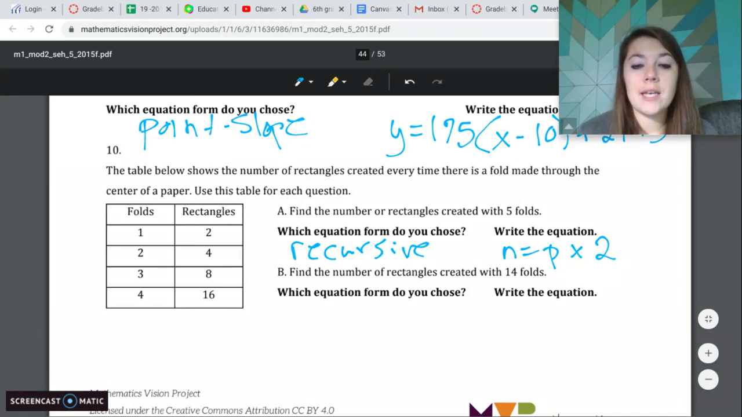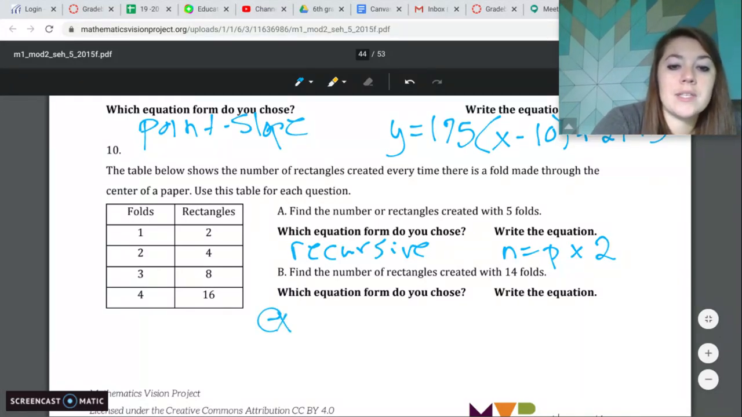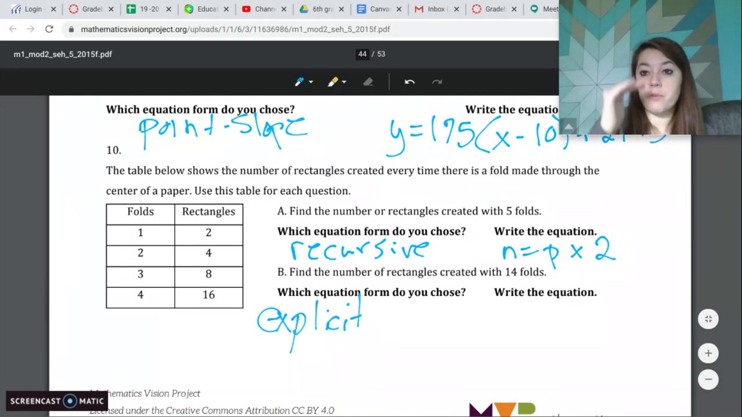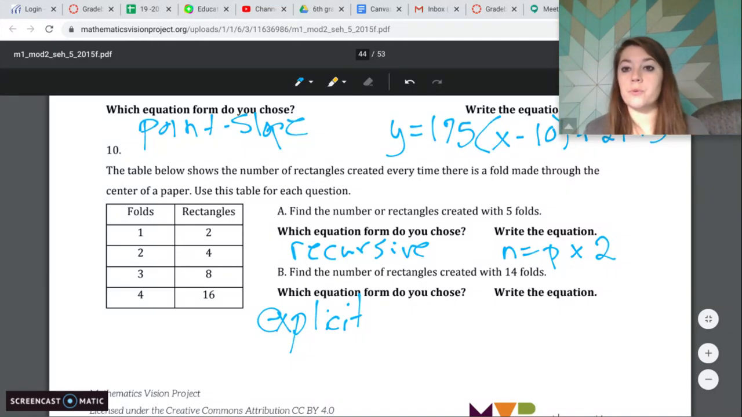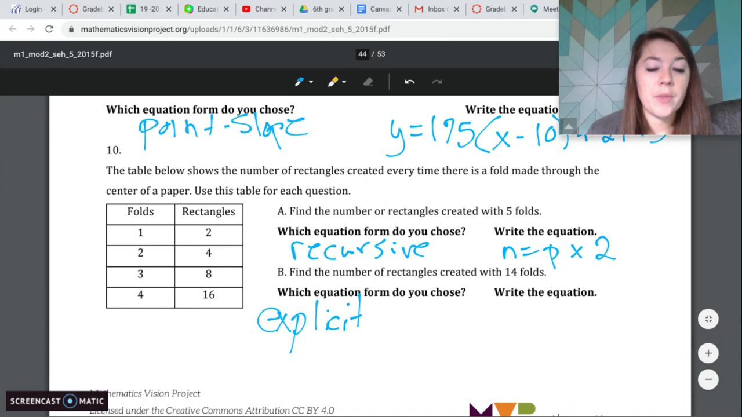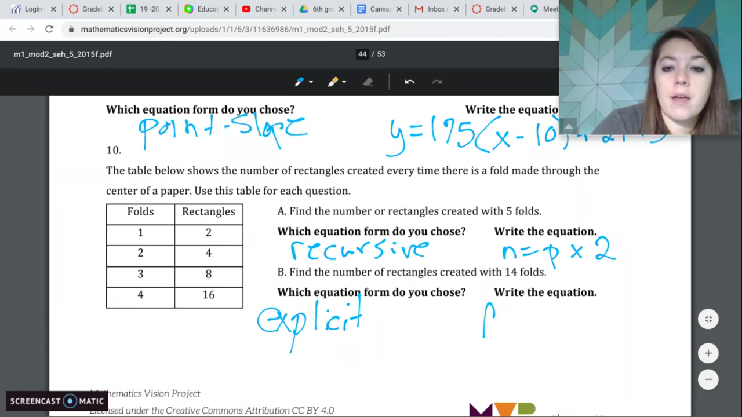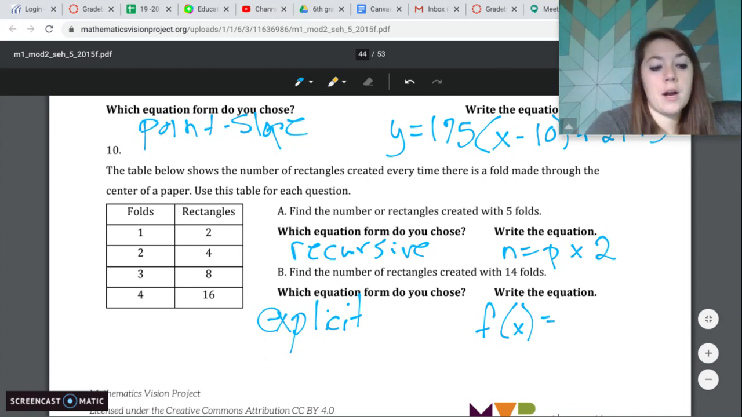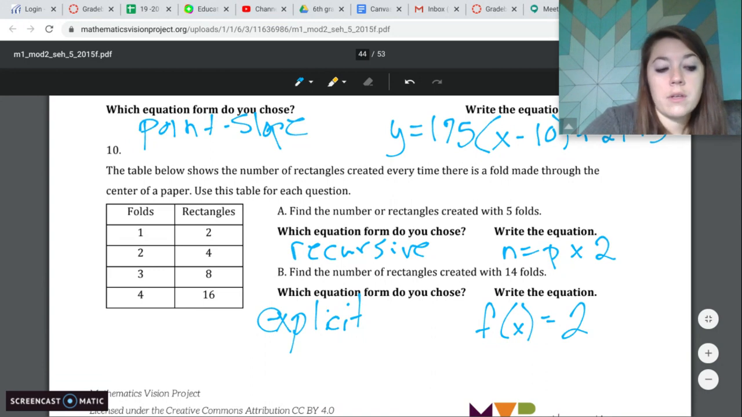Now for B, find the number of rectangles created with 14 folds. Are we going to use the recursive equation for that? No. We need to use the explicit because there's a break in the data. So we're not going from 4 to 5. We're going from 4 to 14. There's a big space in there. So our equation, we're going to have f of x equals, now our first term is 2, and then we're going to put in parentheses 2, because this is our multiplier, to the x minus 1.